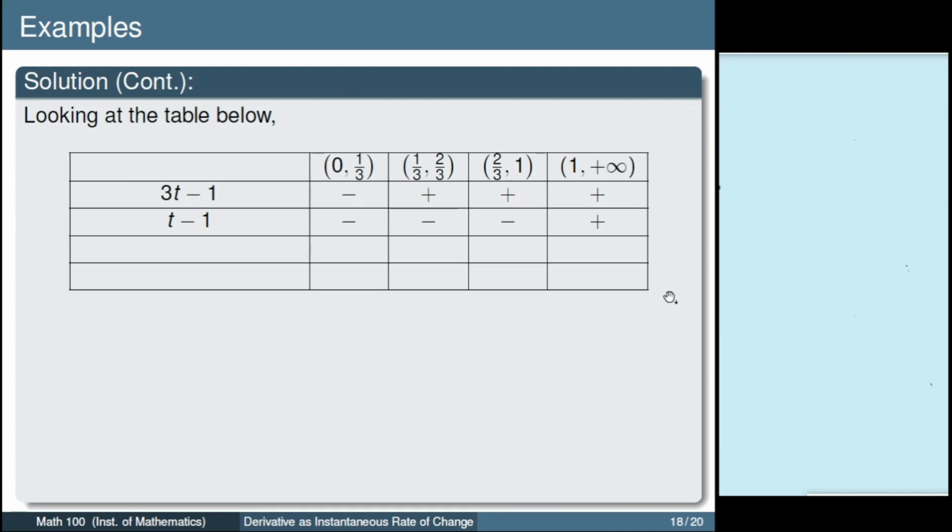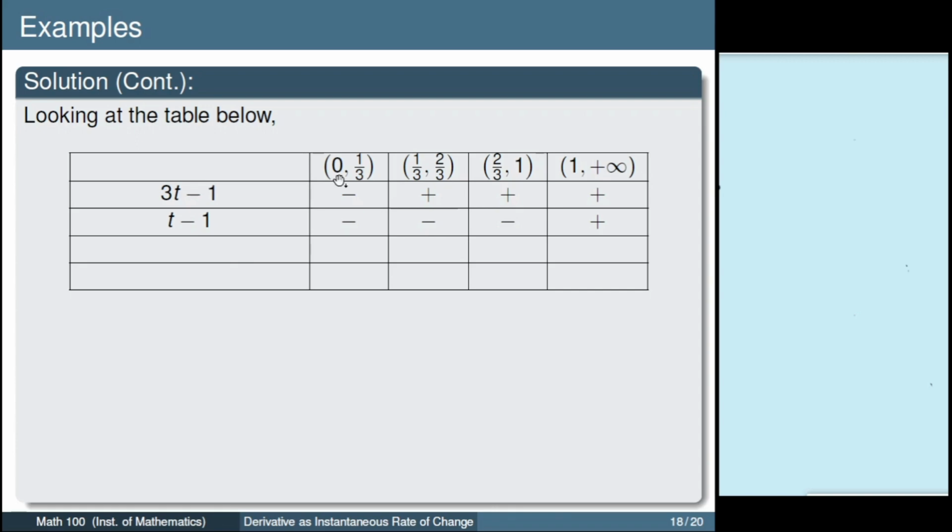So, maybe na-encounter nyo nang gumawa ng table of signs in your prerequisite course. But, let me recall this again and discuss this step by step. So, ang goal nyo lang dito technically is to fill out the table. So, ano i-fill out nyo? Dito, ilalagay nyo lang yung sign nitong factor na to on the interval sa taas. Okay? So, generally, para gawin to, pwede kayong mag-test points.